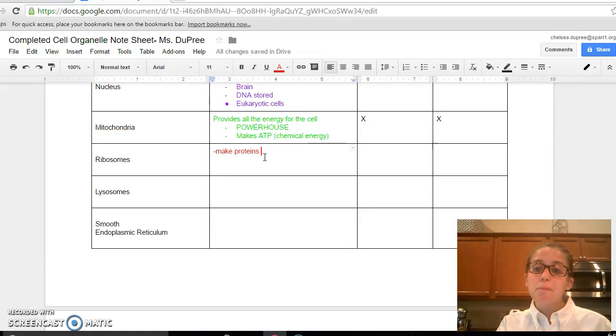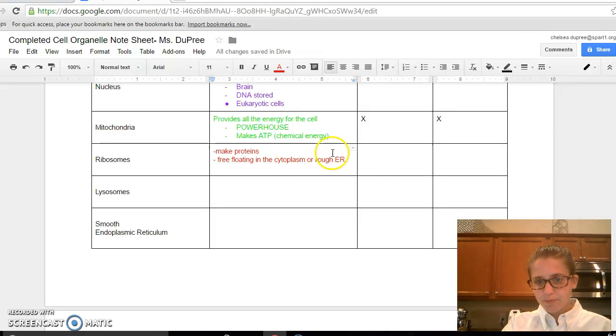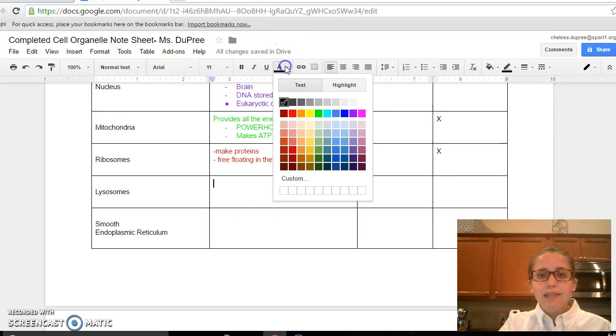So ribosomes make protein. And sometimes they can be free-floating in the cytoplasm, but they can also be found on the rough ER, okay? And we're going to talk about him in just a minute, but go ahead and write it down. They can be free-floating in the cytoplasm or on the rough ER. Ribosomes are also found in animal cells and plant cells. Okay, you can start to see that it's really important that you keep track of which ones are in which cells.